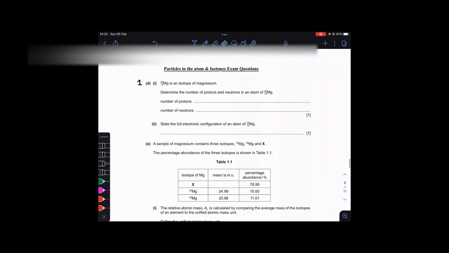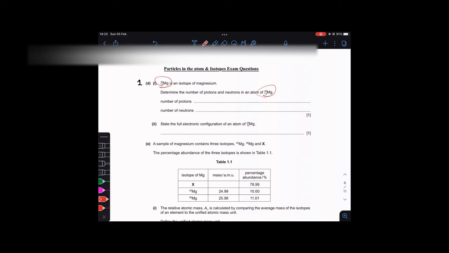So let's get into the question. The first question, I'll update the numbers. So I have written 1. So you're not confused, I will include the numbers of exactly the question paper. So this is 1G part 1. It says this is an isotope of magnesium. Determine the number of protons and neutrons in an atom of this one.